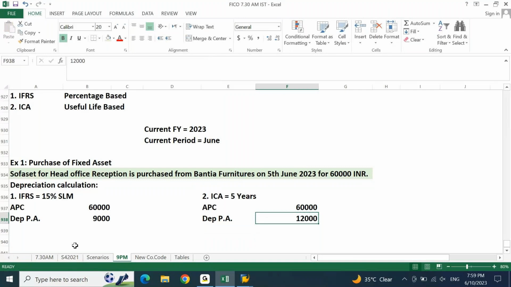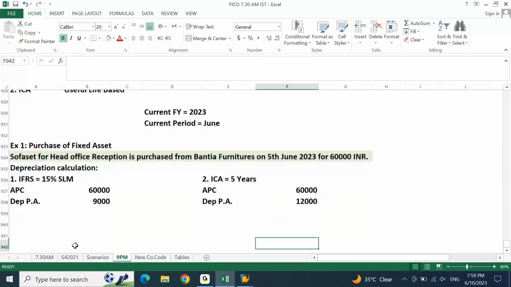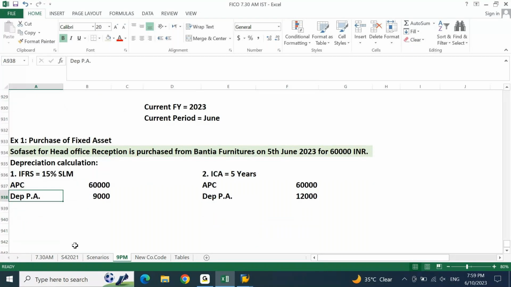So according to IFRS, we got 9,000 as yearly depreciation. According to Companies Act, 12,000 is what you got as yearly depreciation. Now this yearly depreciation will remain constant, which means fixed every year. You need to only focus on the first year and then the last year.